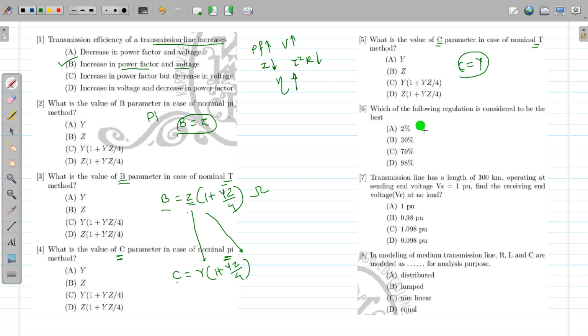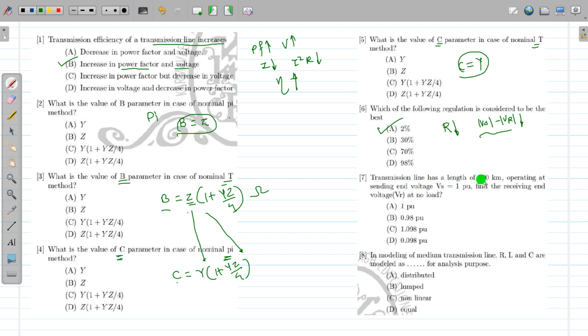Which of the following regulation is considered to be best? 2%, 30%, 70%, or 98%? The regulation is low means the difference between sending end and receiving end voltage is low, and it is expected in the transmission line. So the regulation should be as small as possible. So 2% is a better value.